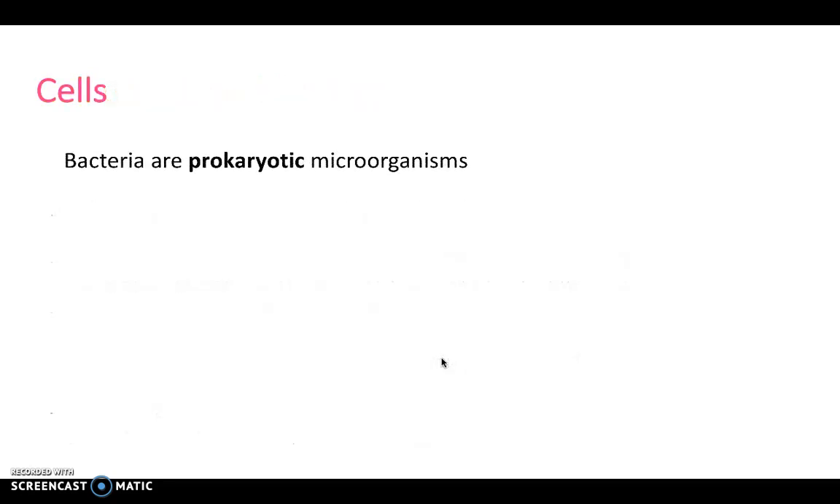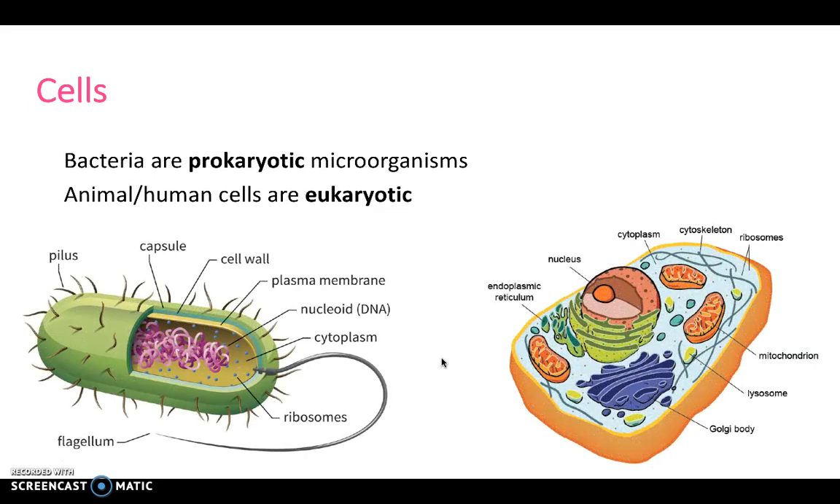occur. So thinking about cells, bacteria are prokaryotic microorganisms, and animal and human cells are eukaryotic. And be aware of the differences between prokaryotic and eukaryotic cells, what they contain, what they look like, and the key differences, for example, that prokaryotic cells have a flagellum and eukaryotic cells do not, and so on.